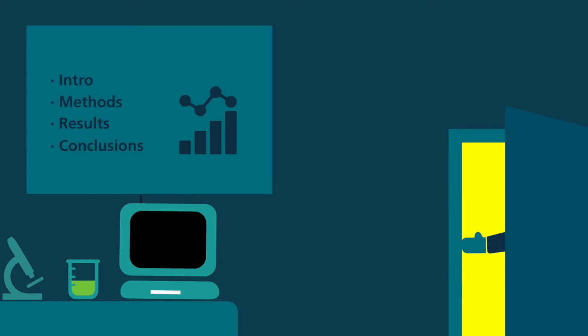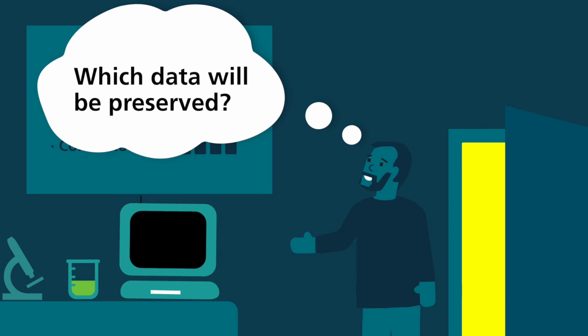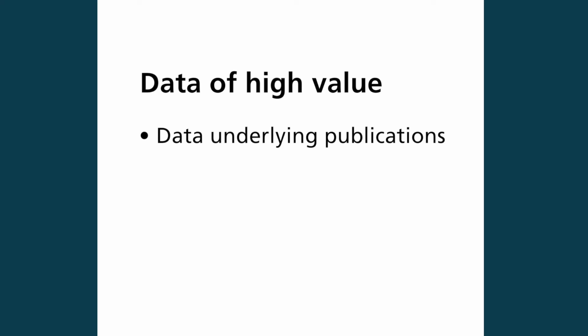Instead, you should take action to preserve your data for a long period of time, possibly decades. So you need to consider which data will be preserved. To answer this question, you should investigate the value of your research data and only keep data that you deem of high value. This includes all data underlying publications. Preserving these data will, for example, enable you to defend yourself against challenges raised in connection to your published work.